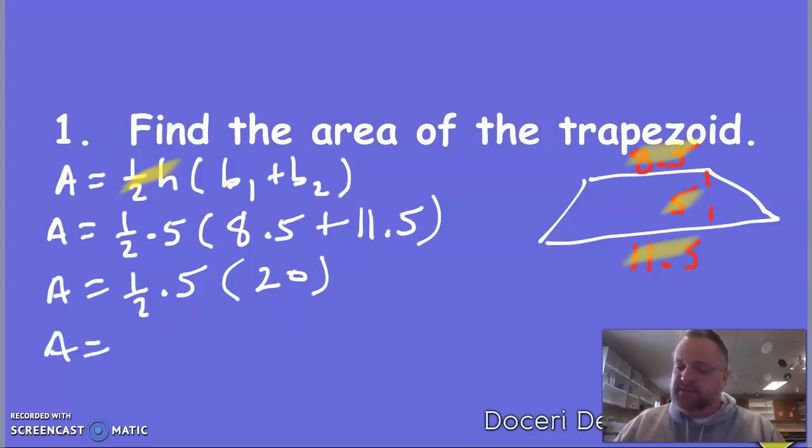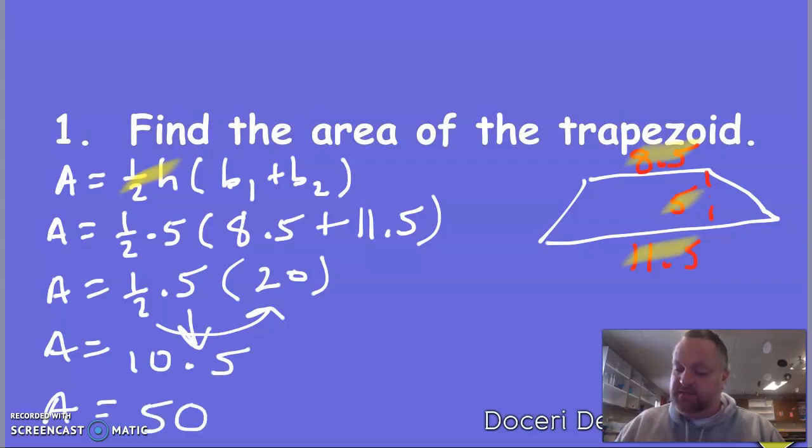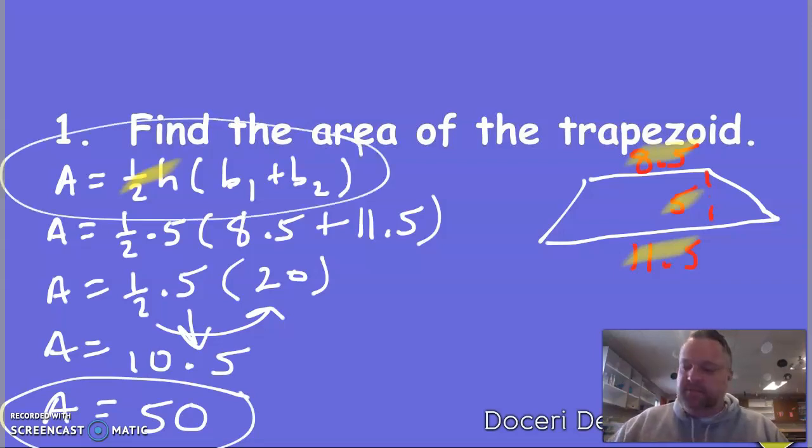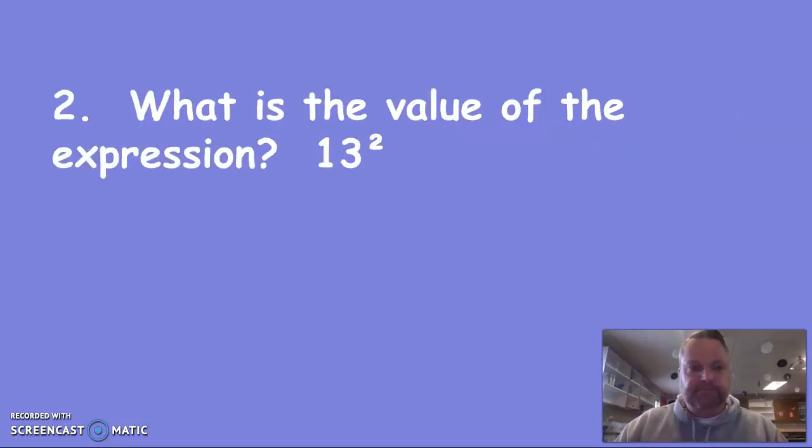So 1/2 times 20 is 10. Then I drop the times 5. And then I just multiply 10 times 5, which is 50. So my area is 50. So this is how you find the area of a trapezoid using the formula right here. Okay, let's move on to number 2.